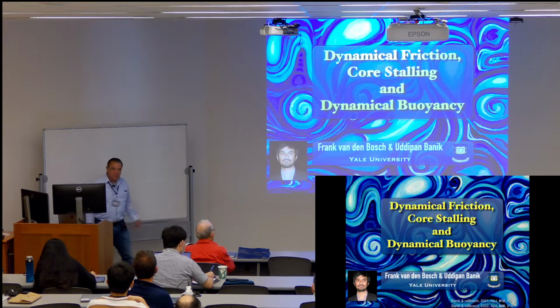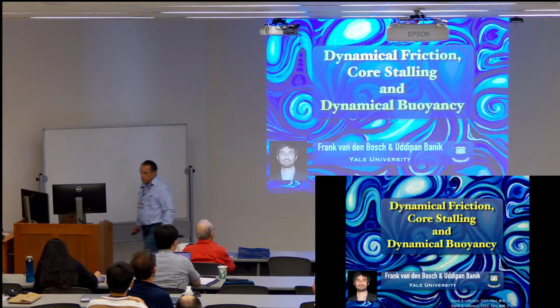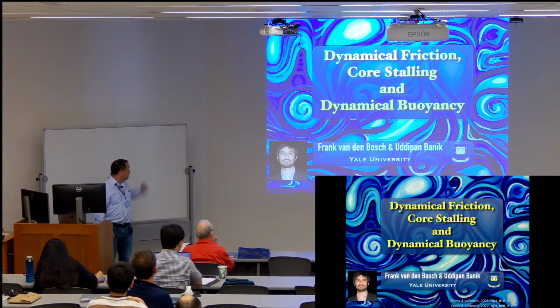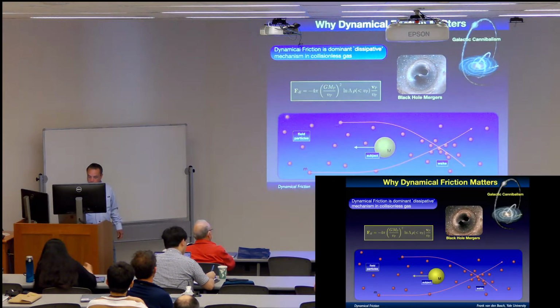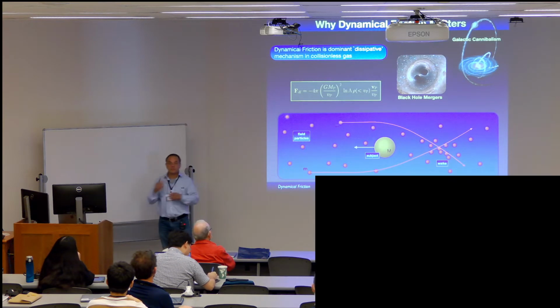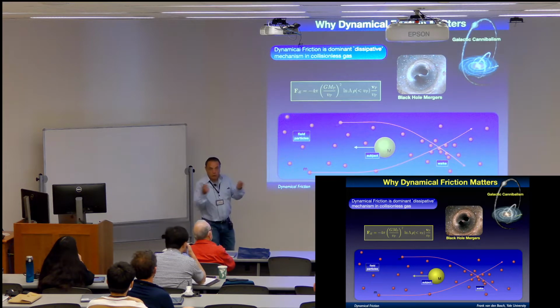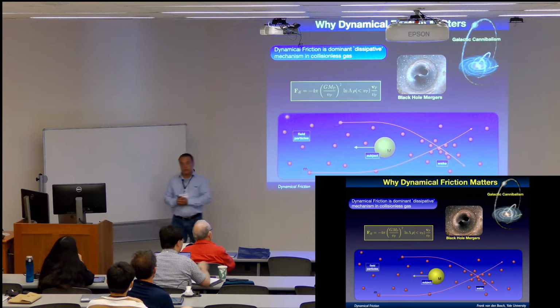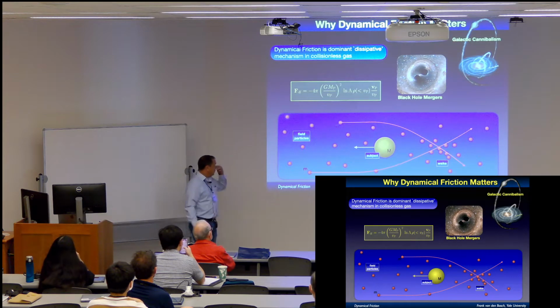I'm going to talk about dynamical friction, core stalling, and dynamical buoyancy, which is a project I've worked on in collaboration with this young man here, Udipan Banik, who is a finishing graduate student at Yale. I don't, at this audience, have to explain why dynamical friction is important. It's the main agent that causes galaxies inside halos to merge. It's important for bringing supermassive black holes close enough together that gravitational wave radiation can take over and cause them to merge. And you've all learned in grad school about a derivation of how dynamical friction works.